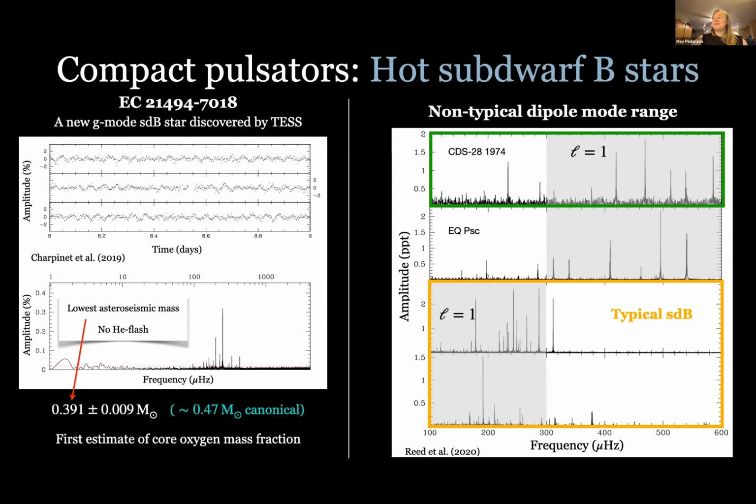Another interesting thing that's been found is that for some of these hot subdwarfs, it appears that the dipole modes that we see in the stars are located at higher frequencies than what we would normally expect to see. So usually for these stars, we have two examples up here. One was included, this one was studied by TESS, where the oscillations are at much higher frequencies, where you would normally expect to see the l=2 modes for these stars.